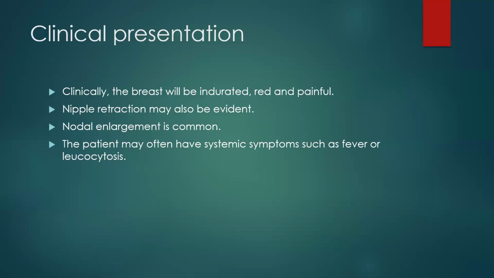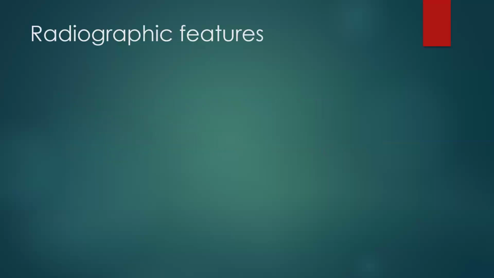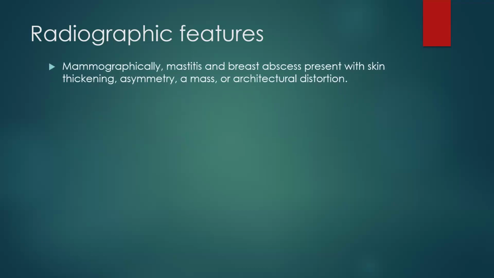Clinical presentation, in this case: clinically, the breast will be indurated, red and painful. The nipple retraction may also be evident. There might be nodal enlargement. Patients may often have systemic symptoms such as fever or leukocytosis. When we come to the radiographic features, mammographically, mastitis and breast abscesses present with skin thickening and asymmetry. It could present as a mass or architectural distortion.